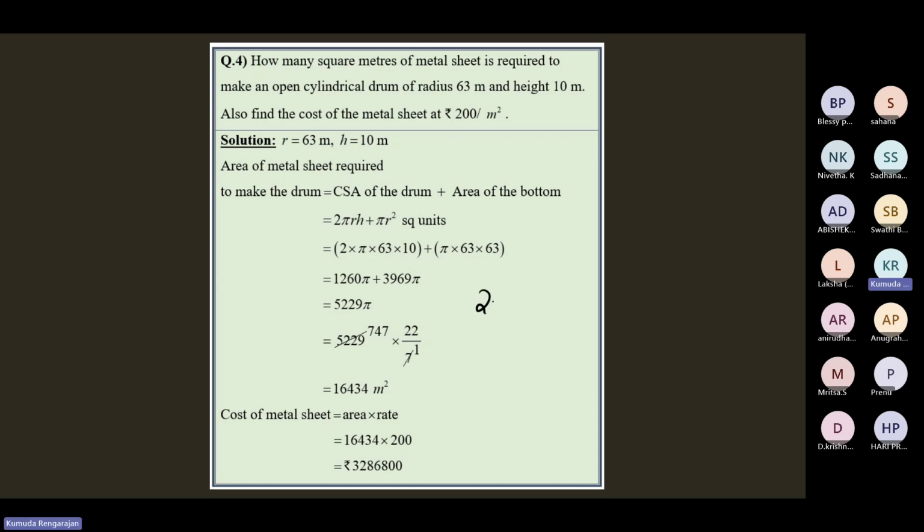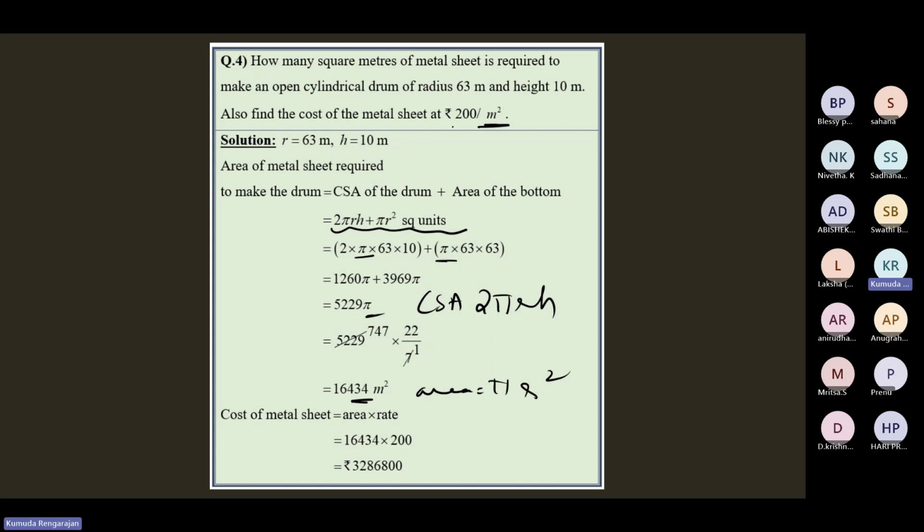You can also find 2 pi r h separately and pi r square separately and add both the answers. Not that you should do it in one line like this. You can find CSA separately, then area of the base separately, and then add the two answers also. Here also I've not substituted for pi. Once for all, I use the value of pi 22/7, and this is the answer, 16,434 meters square.